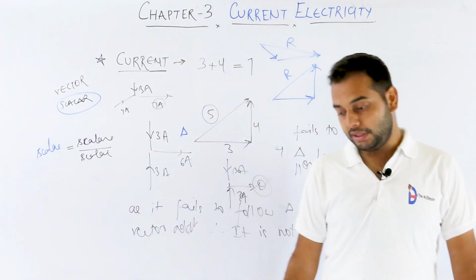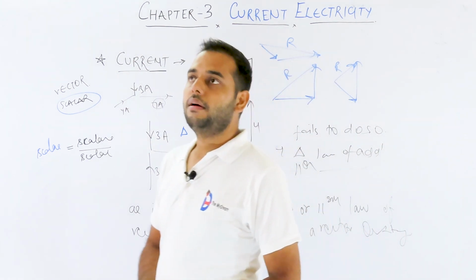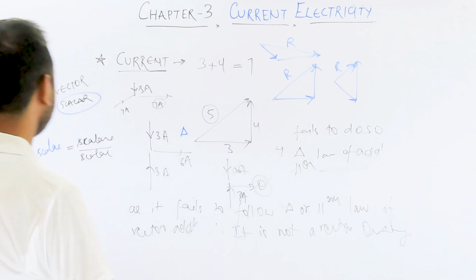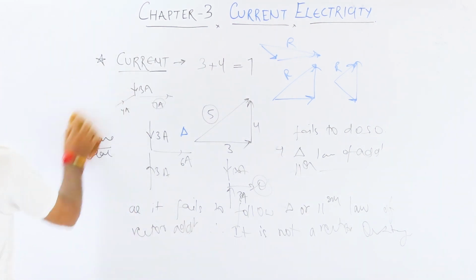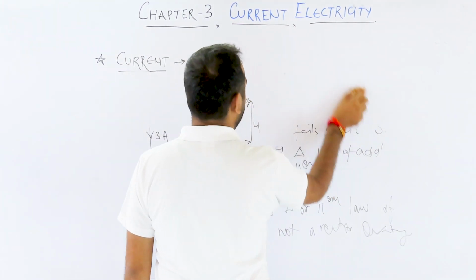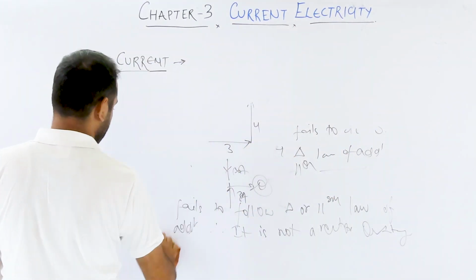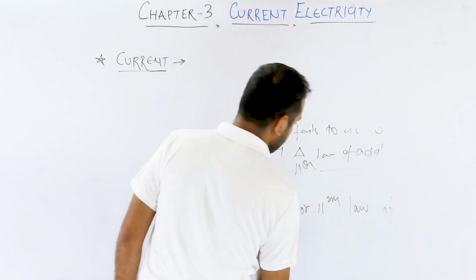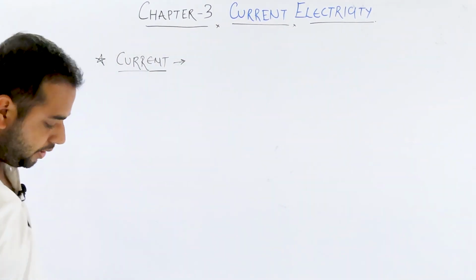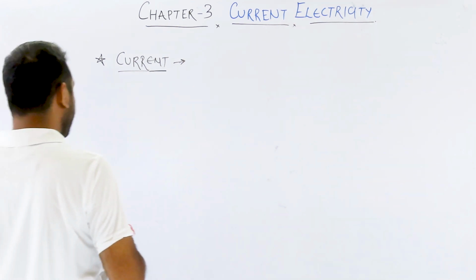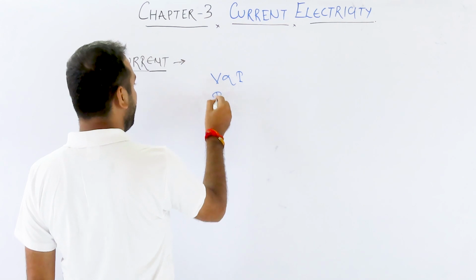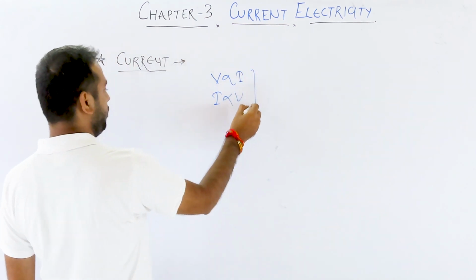Now I am going to discuss Ohm's law. Ohm was the famous scientist who derived an expression for current. He did an experiment and found that current is directly proportional to voltage, or voltage is directly proportional to current.